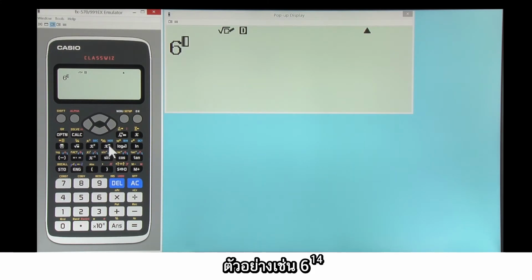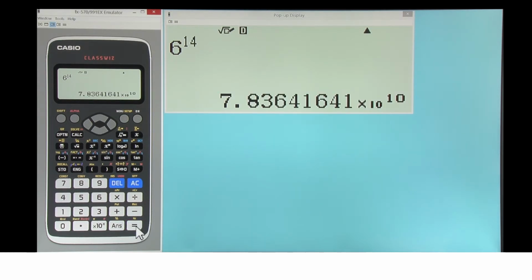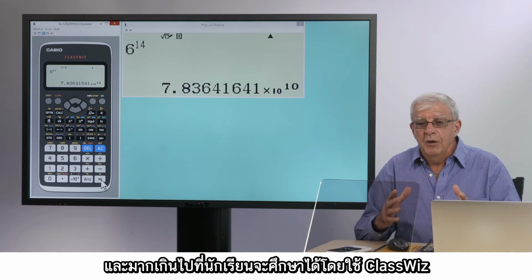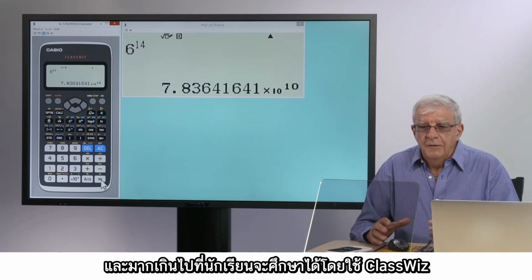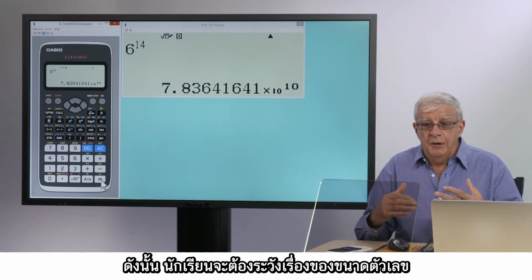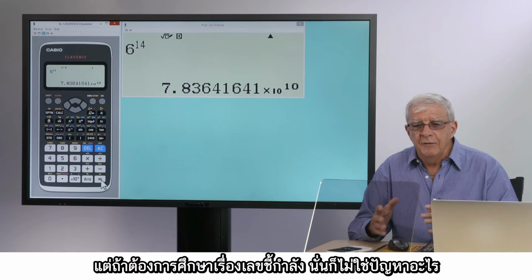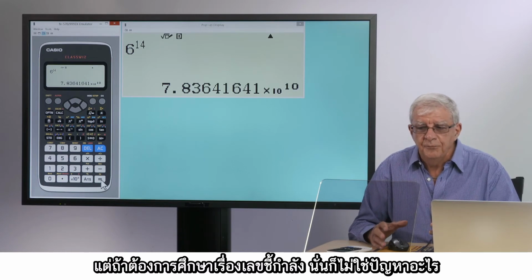For example, 6 to the power 14 is a very large number, but it's too large for students to explore with the ClassWiz. So students will need to be careful about the sizes of the numbers, but when they're just learning about indices, that of course is not a problem.